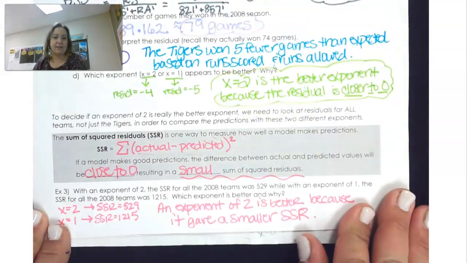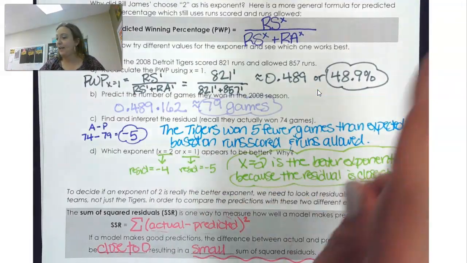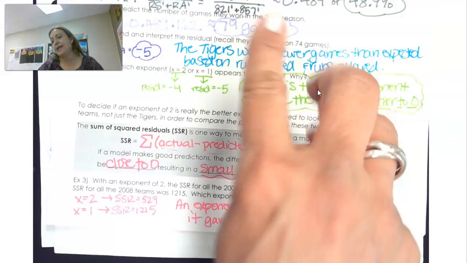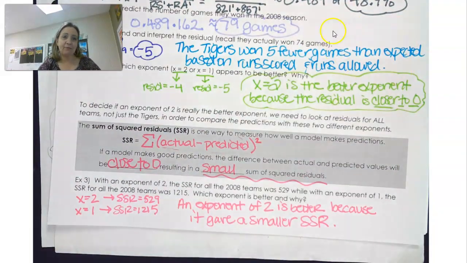But that is the gist of our lesson, Chapter 11, Topic 1. So that's what you will be doing today: finding predicted winning percentages, finding the predictions and the residuals, and interpreting them. So have a great day.